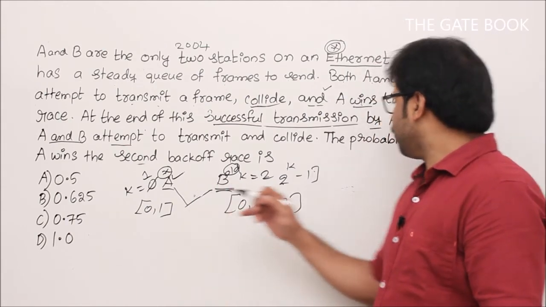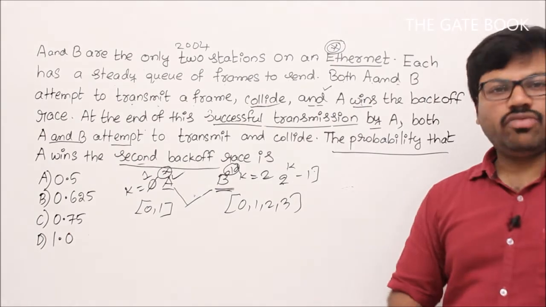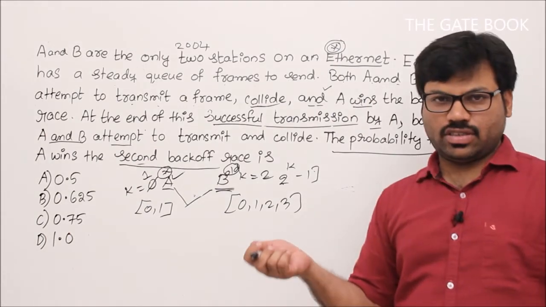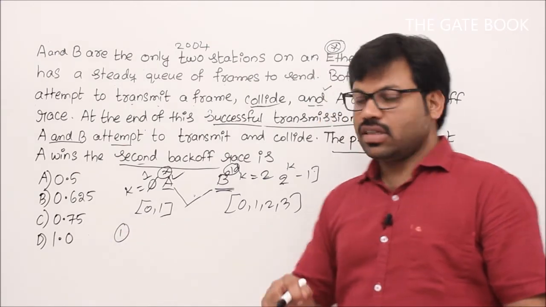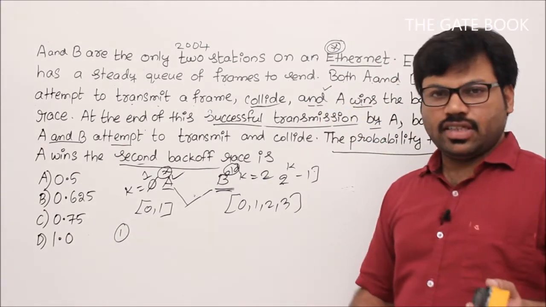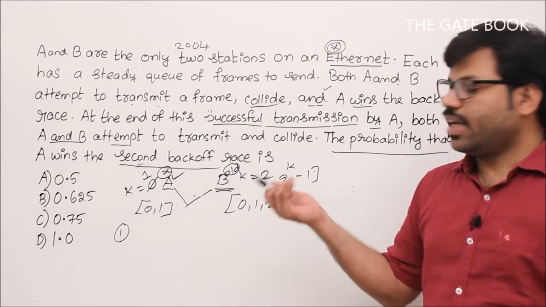The question is the probability that A wins the second back-off race. We will see. This problem can be solved in two ways. First of all, method number 1, just common sense. So you tell me what are the possibilities we have for A winning the game.